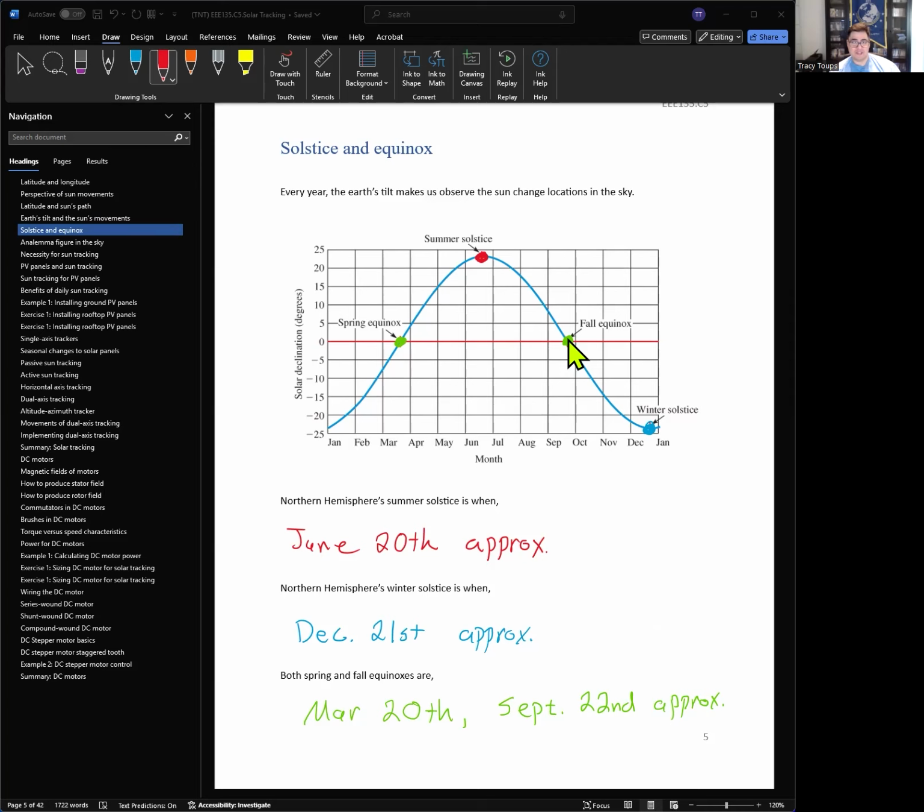Okay, this 0 degree, where the Earth's tilt will make the sun directly hit the equator, that's called the fall and spring equinox. It happens twice a year. Okay. These spring and fall equinoxes are typically March the 20th and September the 22nd, and it varies 1 or 2 days.